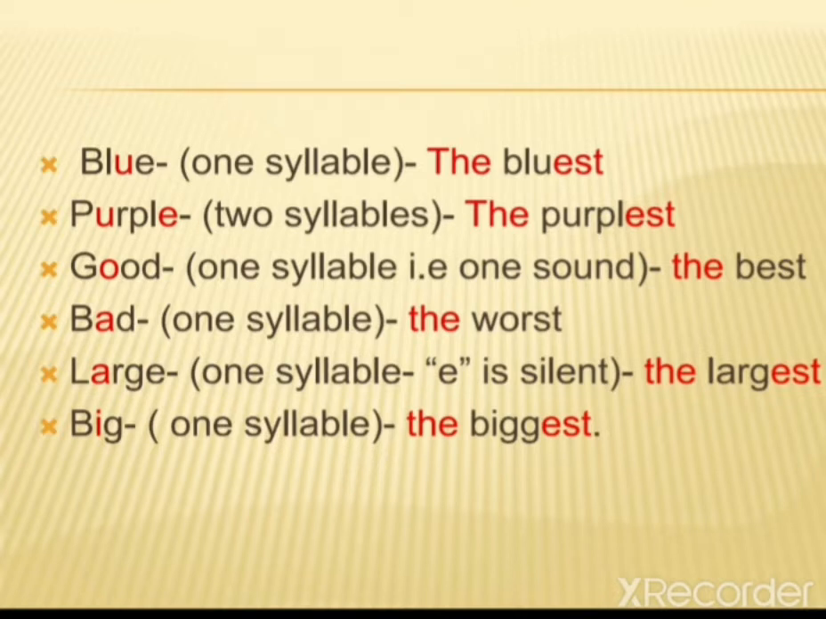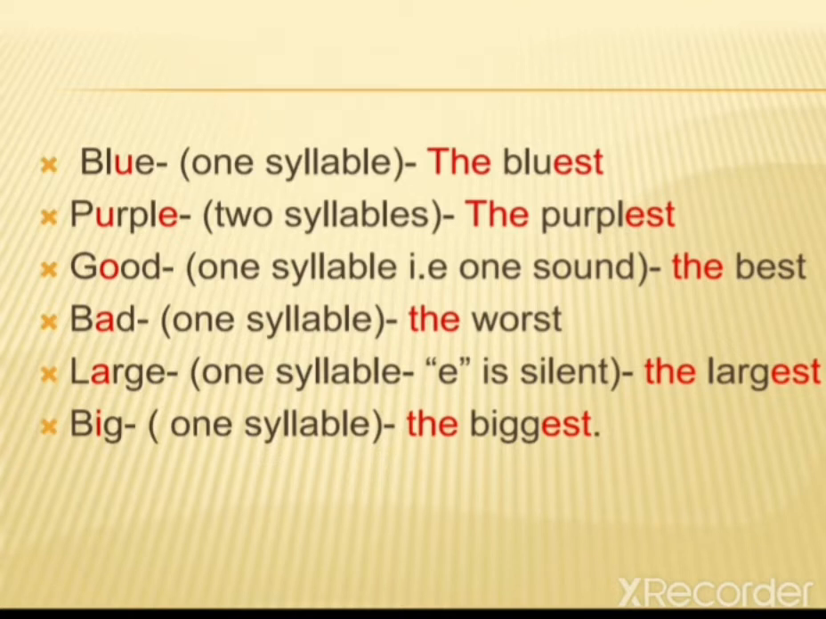2, 1, 1. So we just say blue. The E is silent. Purple is 2 syllables. Purple. Again I told you, if it ends in LE, we are going to actually put another syllable here. This is an exception to our vowel counting rule. So we say purple.